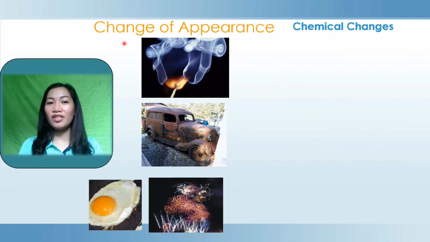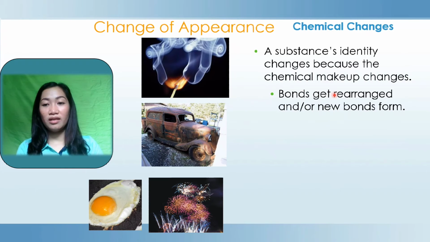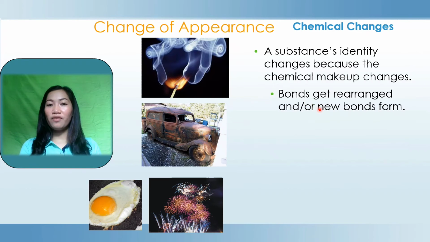Okay, now let's talk about change of appearance into chemical changes. There's a substance identity change because the chemical makeup changes. So there is a chemical change. That's why we talk about chemical reaction. The bonds of the atoms rearrange, and new bonds form.